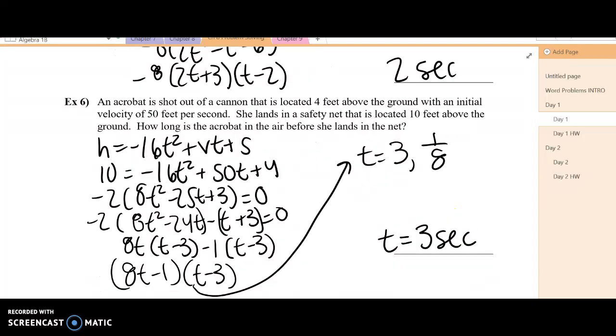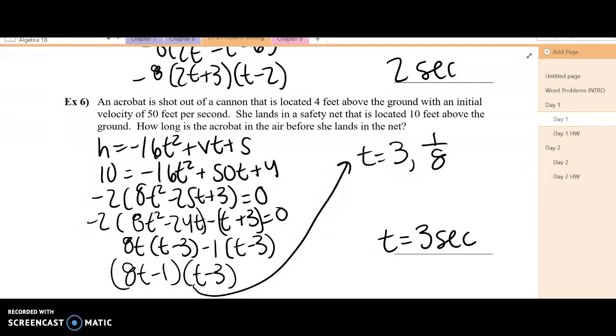We will use the projectile motion model once again and plug in our final height equals negative 16t squared plus our velocity 50t plus our starting height of 4. We then will set the equation equal to 0 and factor out a GCF of negative 2. So you get negative 2 times 8t squared minus 25t plus 3 equals 0. We'll then factor and solve.